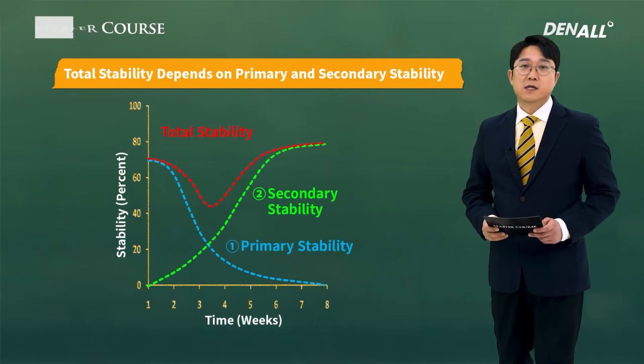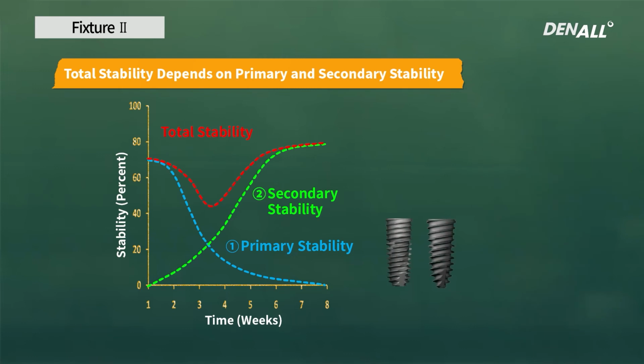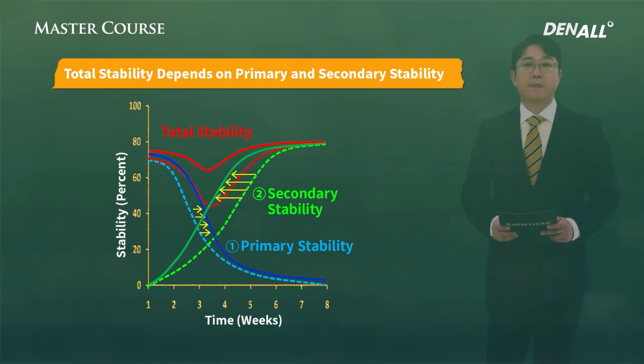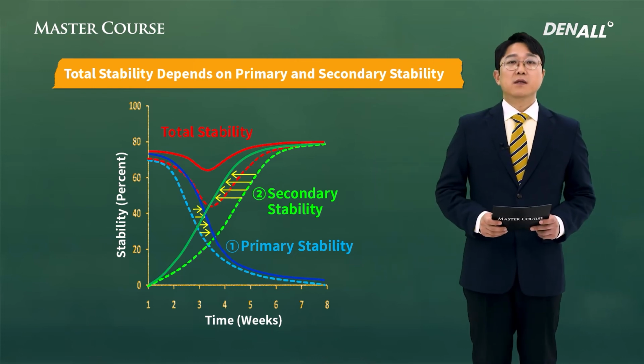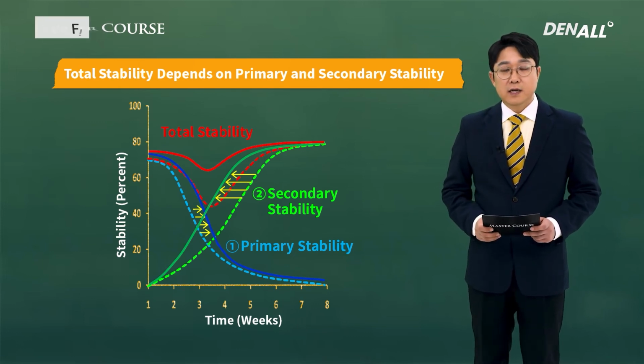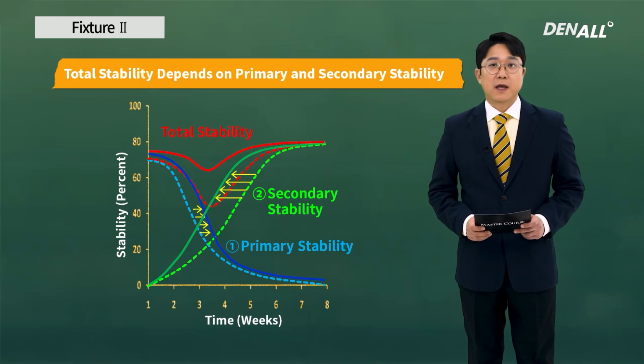For the stability of implant healing, it depends on the fixture design that can increase the primary stability. Implant surface improvement can increase the secondary stability, so that the total stability for the implant healing can be increased to stabilize the implant treatment. So we have looked at implant healing, and let's summarize what we have discussed today.